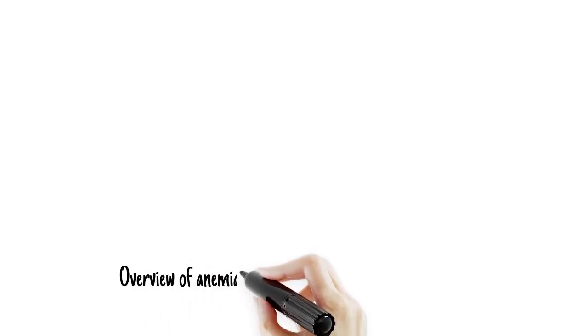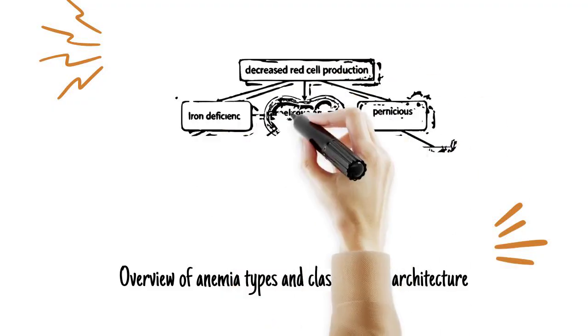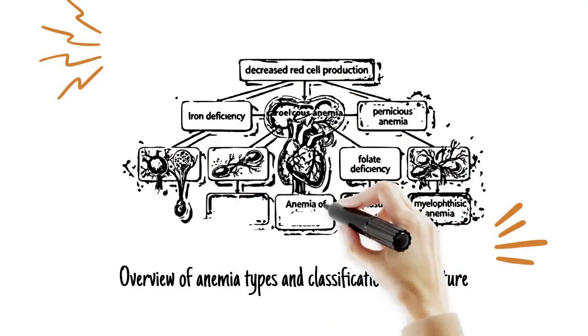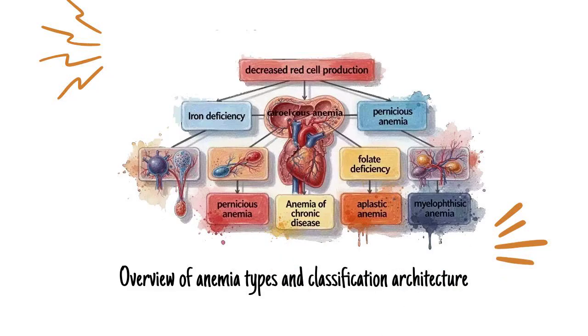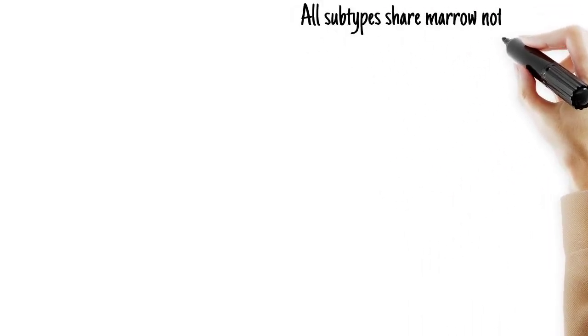Before we close, let us step back and look at the complete architecture of what we have covered today. All 6 of these anemia subtypes, iron deficiency, pernicious anemia, folate deficiency, aplastic anemia, anemia of chronic disease, and myelophthisic anemia, fall exclusively under the decreased red cell production arm of the overarching anemia classification. They all share a common upstream problem.